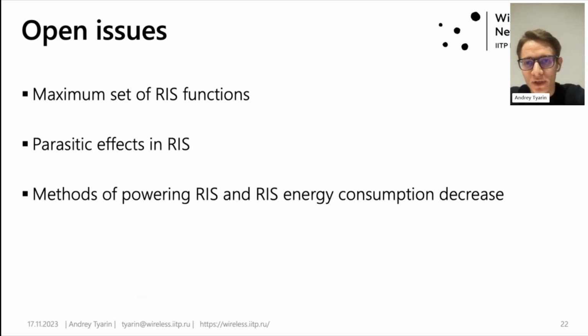Thus, the problem arises which RIS functionality is necessary to deploy for specific tasks such as capacity or coverage improvement, transmission delay reduction, and so on. The second issue is parasitic effects in RIS.